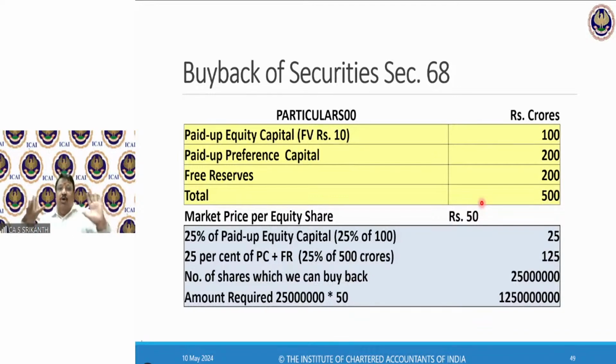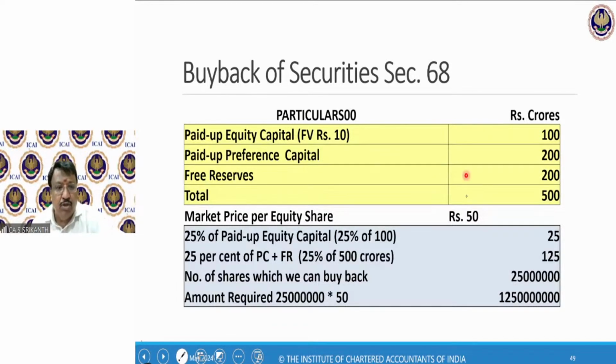I can only spend 125 crore. I have to buy back at 75 rupees. So 125 crores divided by 75, I get something like 1 crore 66 lakh 66,000 shares. I cannot buy back 2 crore 50 lakh. I can buy back only 1 crore 66,666,666.